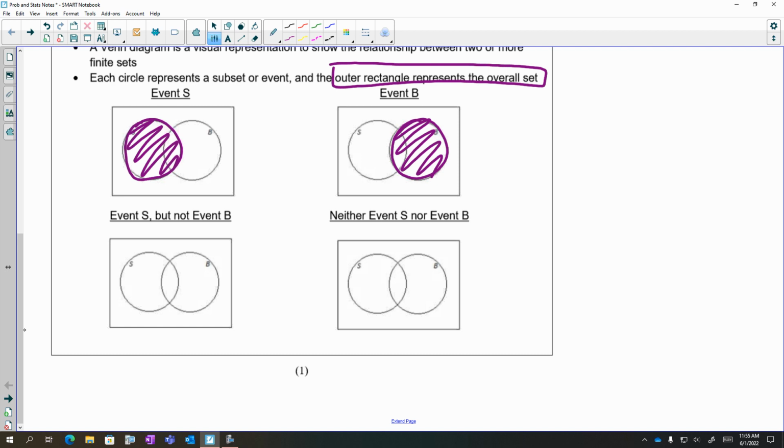If I wanted event S but not B, it's just the outer part of the circle because that inner part is the overlap. So that part is S, but it's also B, and I don't want that. And neither S nor B is your outer part of your rectangle, because remember that in math, the outer part of the Venn diagram, that rectangle, counts as part of my sample space.